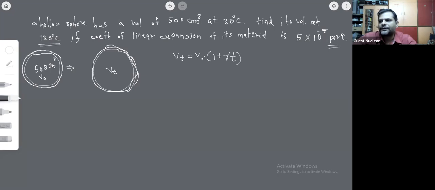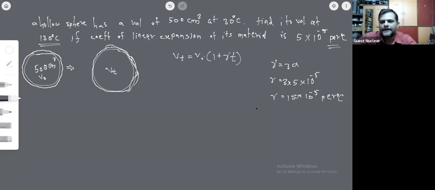501.25, which she is saying. Okay, let us check. See here, Vt is equal to V0 into 1 plus gamma T. But gamma is not given here, so we have to find it out separately. We know that gamma is equal to 3 times alpha, where alpha is 5 into 10 raised to minus 5. And hence gamma becomes 15 into 10 raised to minus 5 here. This is again per degree Celsius only, so its unit is the same, per degree Celsius. Yes, another student has also put the answer in the chat box, but its answer is 507.5.